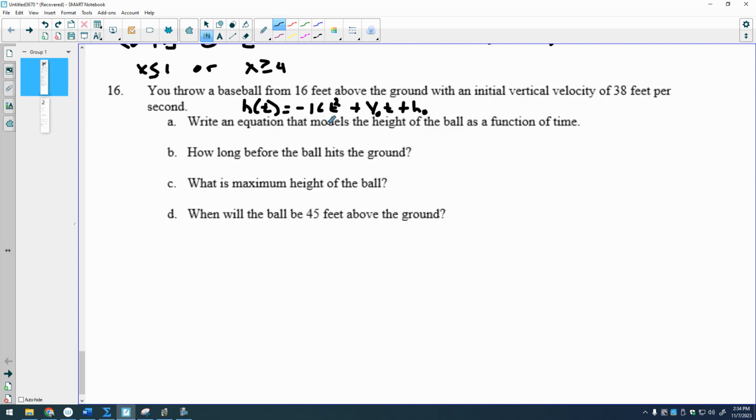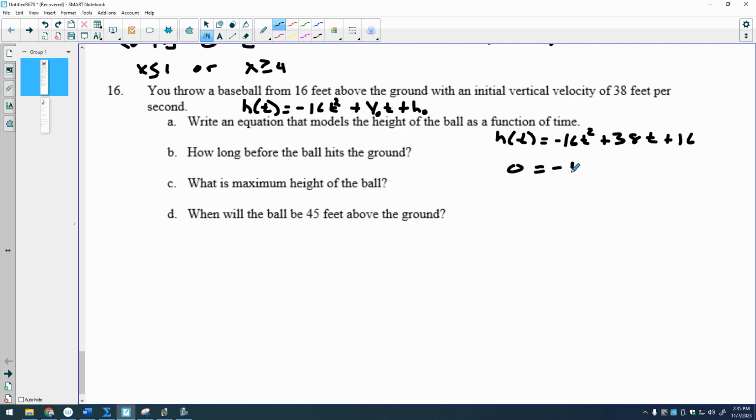So now I just plug in the values. Write an equation that models the height. So it's going to be h of t, -16 stays -16 t squared, initial velocity, thrown with an initial velocity of 38. So my initial velocity, my v sub 0, is 38. From 16 feet above the ground, my initial height is 16. There's question A.